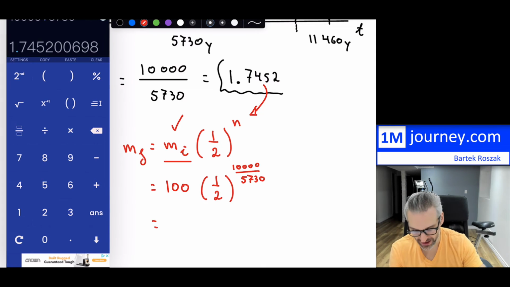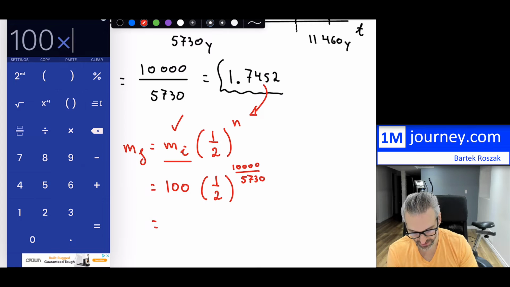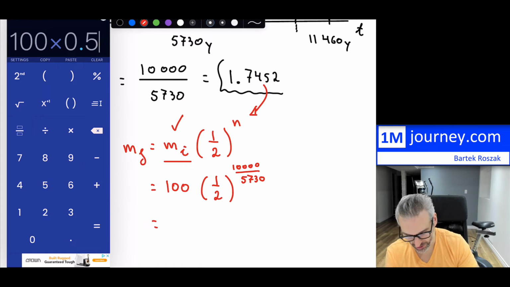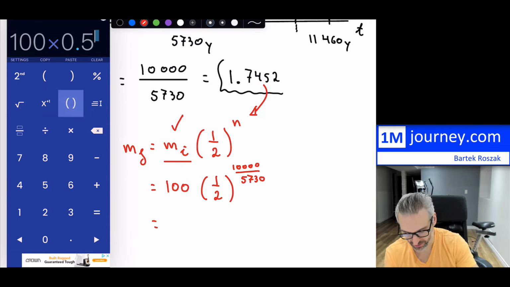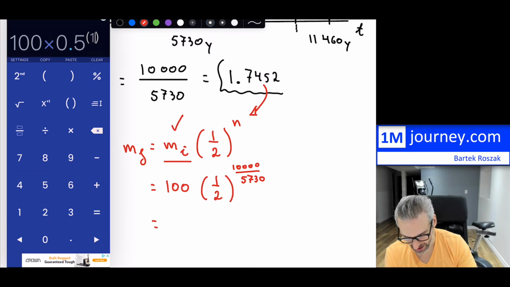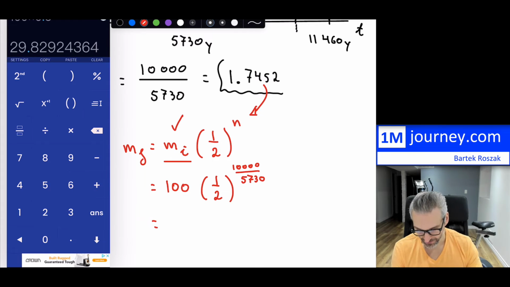And now we can find out exactly what that is. So 100 multiplied by 0.5, which is a half, to the exponent. I'm going to put the exponent in brackets, and I'll actually enter it within here so that I'm not entering those unnecessary decimal places. There you have it.